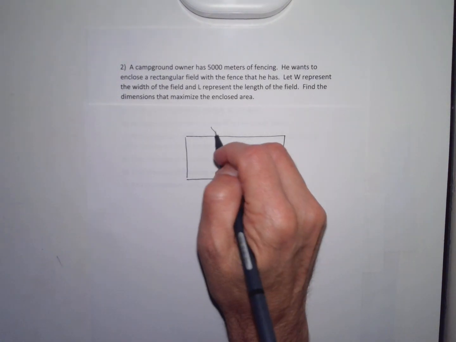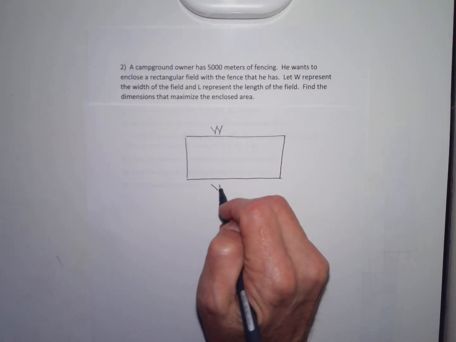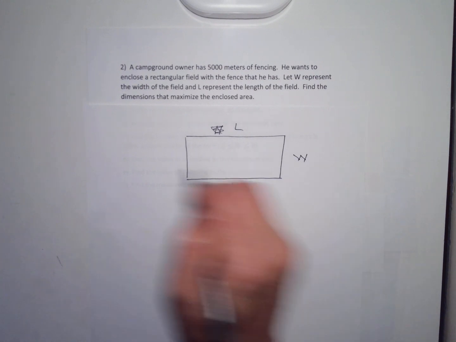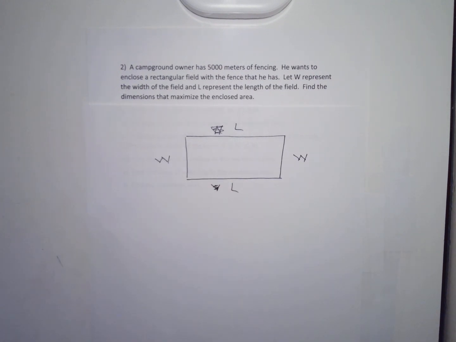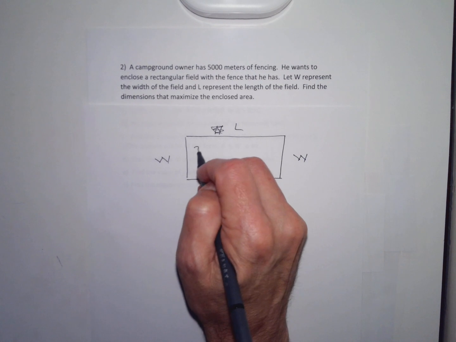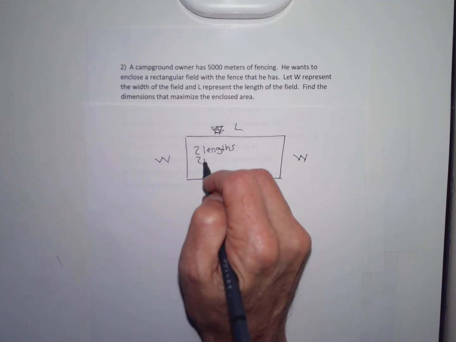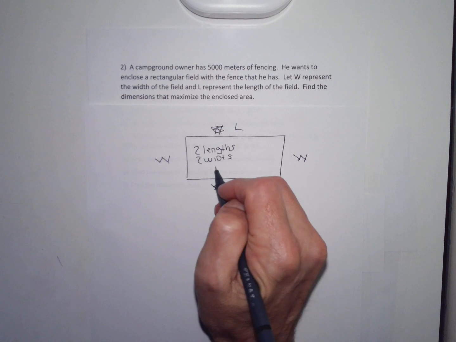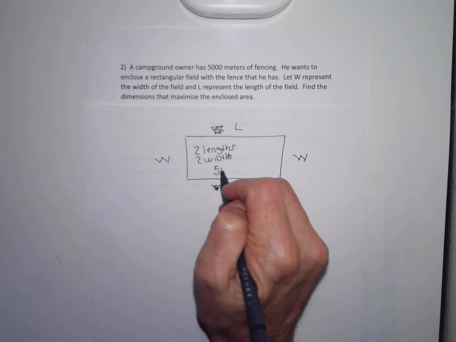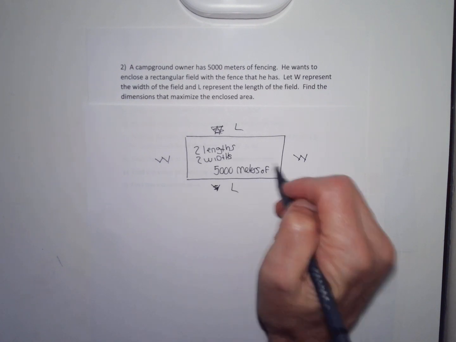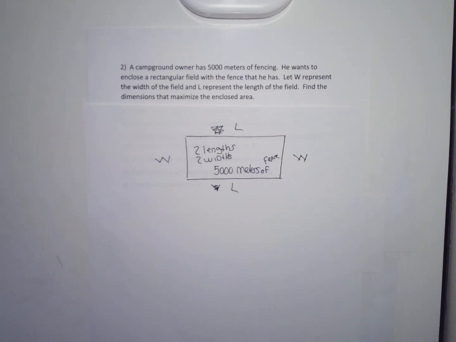But in this case, we're going to build 2 widths, or 2 lengths, be consistent with myself, and 2 widths, rather than the 1 length and 2 widths that we did in the problem with the river. Here there's no river. And I know that to build these 2 lengths plus the 2 widths, I'm going to use up the 5,000 meters of fencing that's available. So that's kind of the crux of this problem, and my goal is to maximize the area.